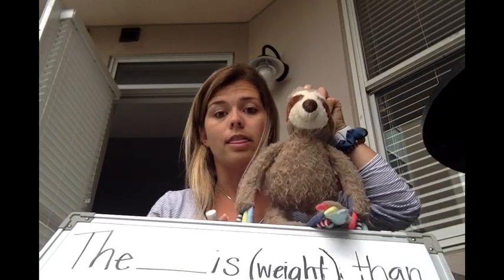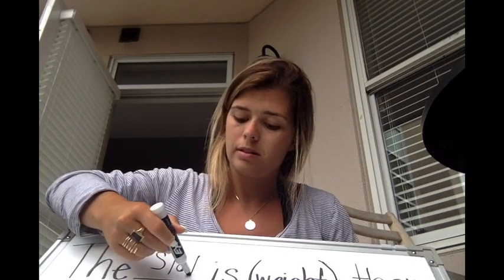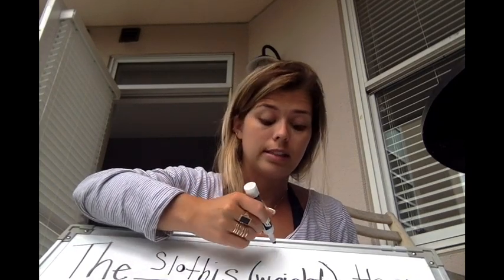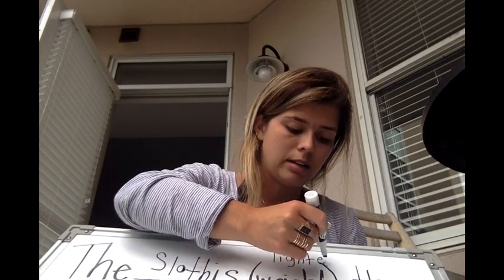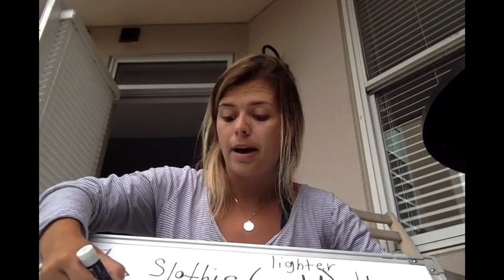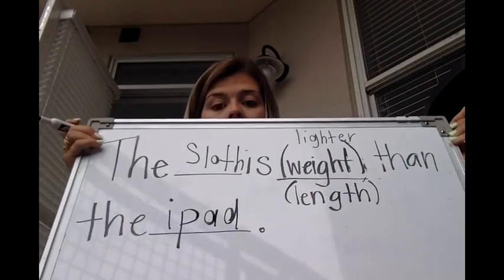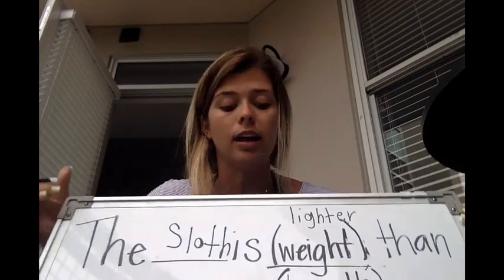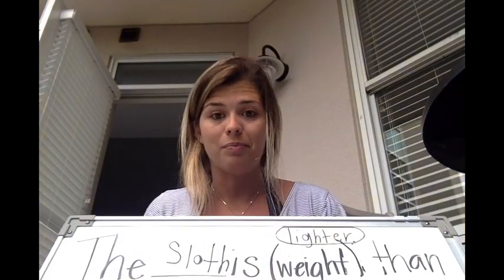I'm going to write the sloth is lighter than the iPad. Okay? Oh, you can't see. Good. The sloth is lighter, because I told you what the weight was, than the iPad. Okay? So then you're going to compare the objects to different objects based on their length.